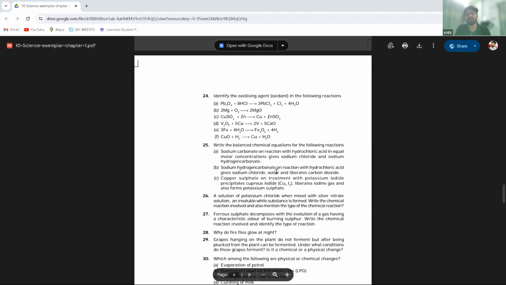What's the formula for hydrochloric acid? HCl. It will give you what? It will give you sodium chloride, NaCl, plus sodium hydrogen carbonate. What's the formula for sodium hydrogen carbonate? NaHCO3. Yes, sodium has one valency and hydrogen carbonate also has one valency. So they will cancel out each other and form sodium hydrogen carbonate.